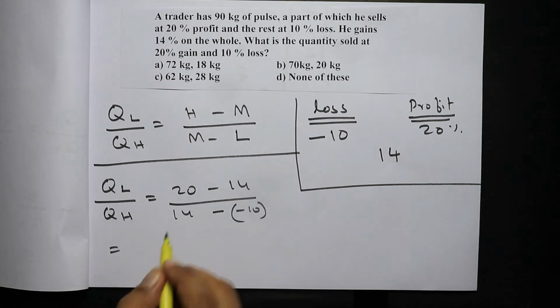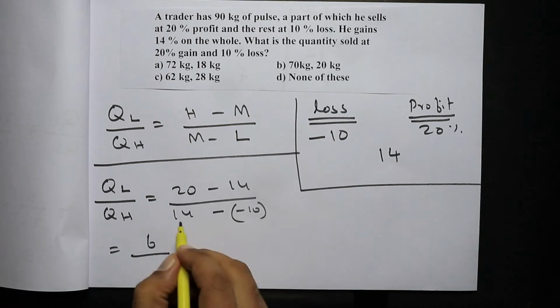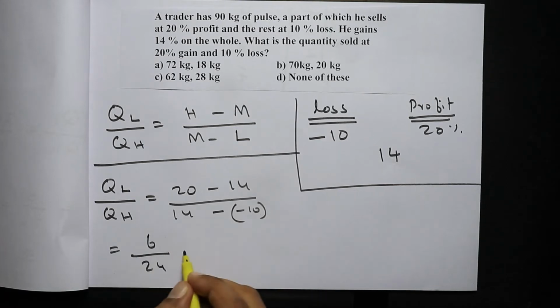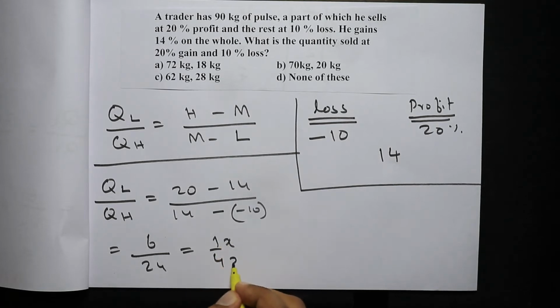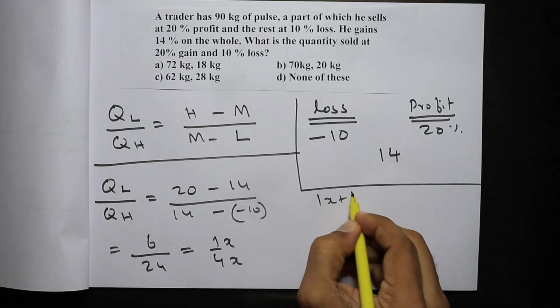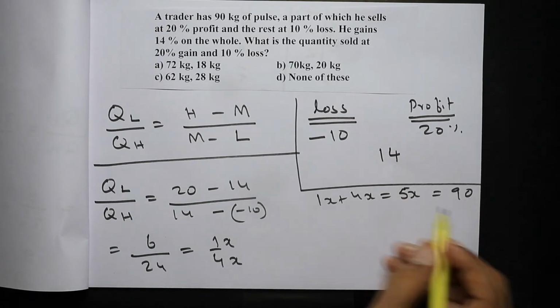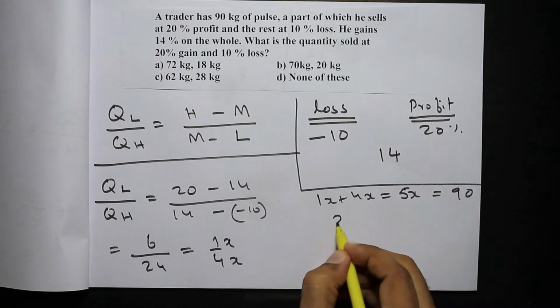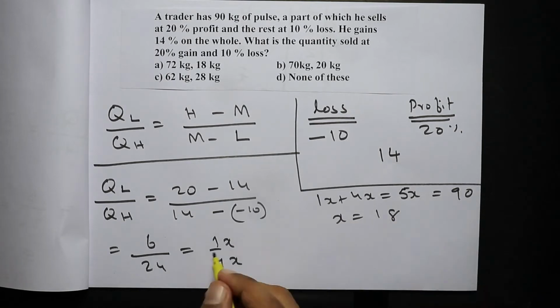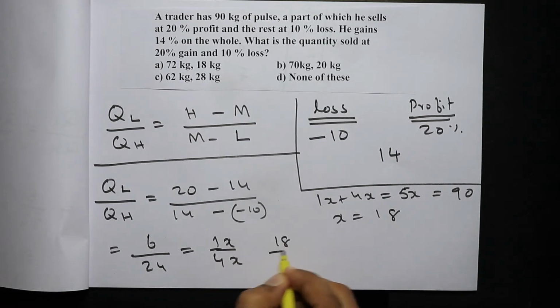So let us calculate. So that will be 20 minus 14 is 6. 14 minus negative 10, so that will be 14 plus 10, 24. So they should be in the ratio 1:4. So you can take it as 1x and 4x. So total is 1x plus 4x, that is 5x. That is the total quantity and that is given as 90 kilos, from which you will get x is equal to 18. So this is 1x and 4x where x is 18. So x is 18 and this is 4 into 18, that is 72.